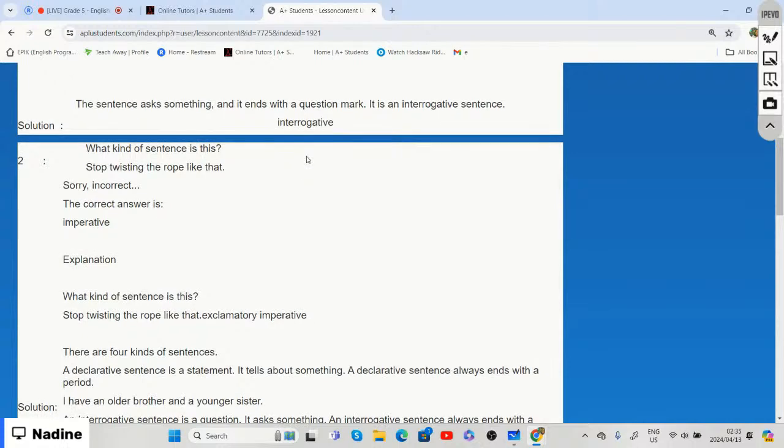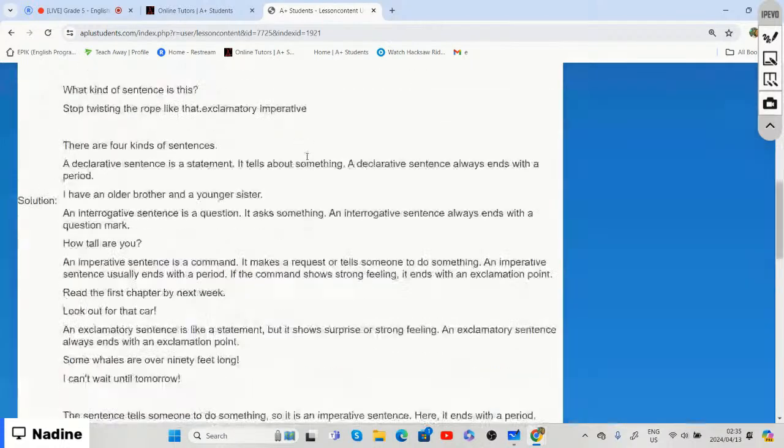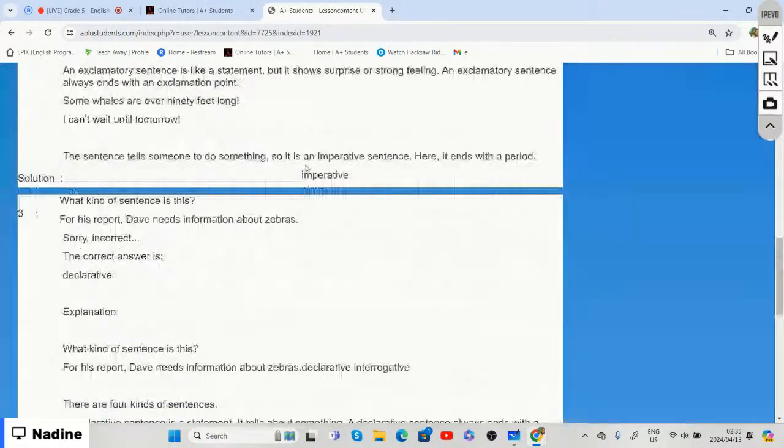Right, let's do the last one. For his report, David needs information about zebras. So, for his report, David needs information about zebras. What type of sentence is that?